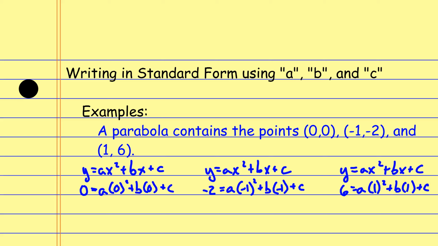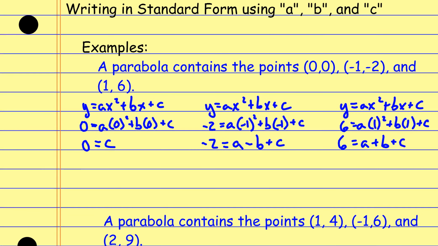And then from here, I just simplify these a little bit. In this first one, you end up with 0 equals c. This next one, I end up with -2 equals 1a minus b plus c. And then this last one, I end up with 6 equals a plus b plus c. And you see what I really have here? I have a system of 3 equations, and I've got 3 variables to solve for: a, b, and c.